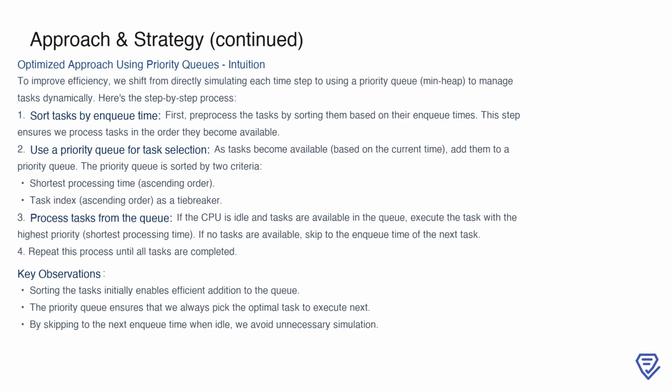Once tasks are in the queue and the CPU is idle, we execute the task with the highest priority, again, the one with the shortest processing time. If no tasks are available, we skip ahead to the in-queue time of the next task instead of simulating time step by step. This process repeats until all tasks are executed. By combining initial sorting with a dynamic priority queue, we ensure efficient task management and minimize unnecessary operations, such as repeatedly scanning the task list.